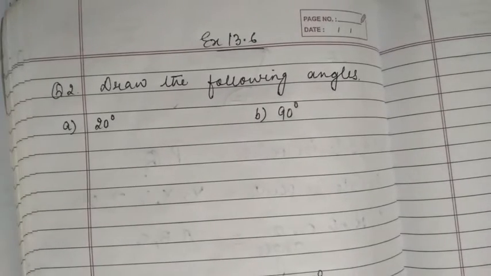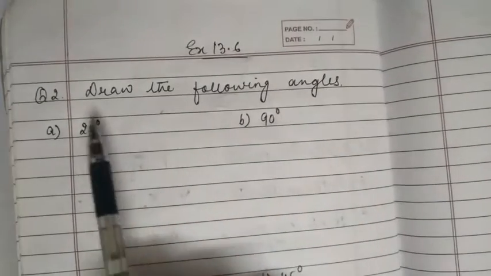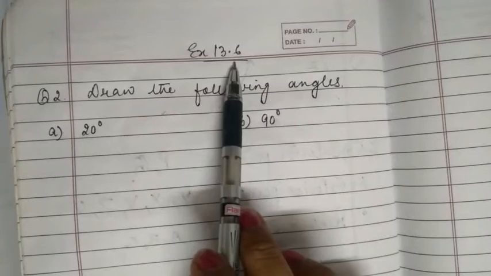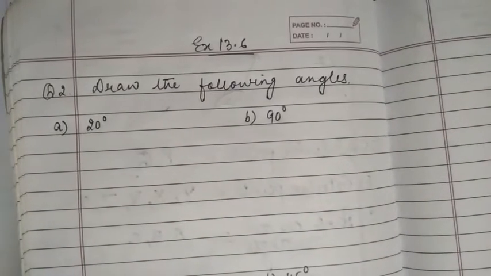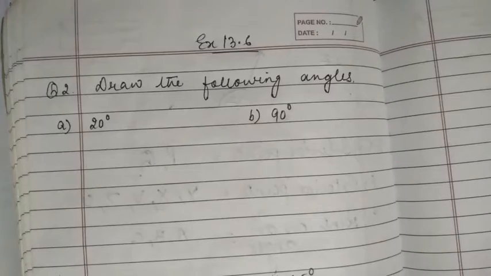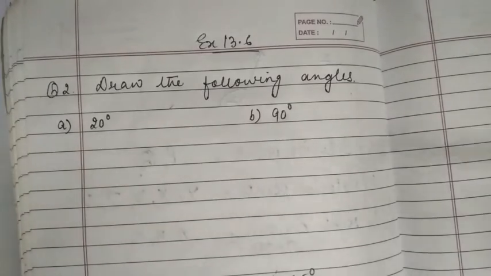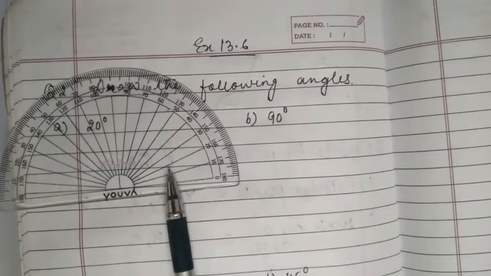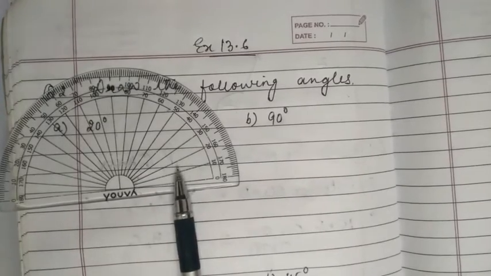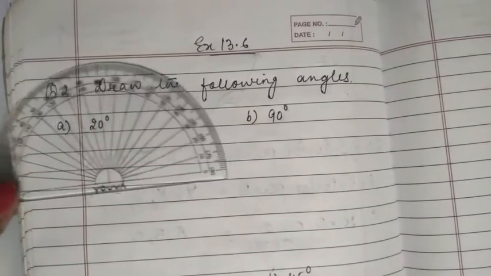Welcome back, children. Now this is question number 2 of exercise 13.6. Here I will teach you how to draw the different angles. Okay, beta, the first thing, to draw an angle we use a protractor. This is a protractor. So there are a few steps which you have to follow.